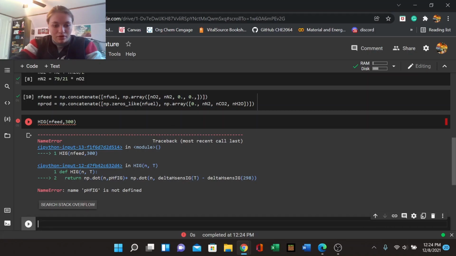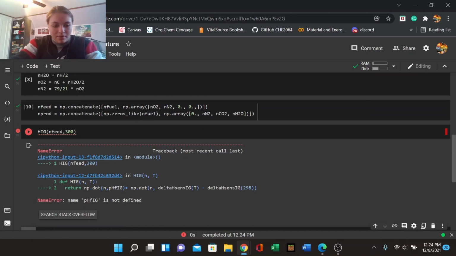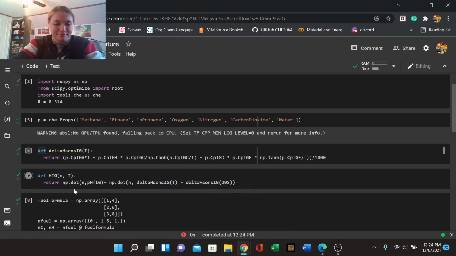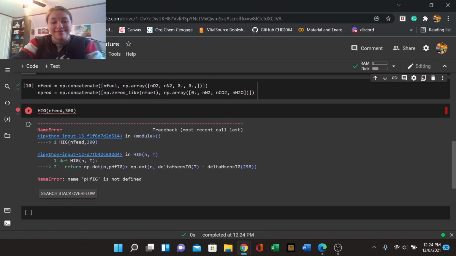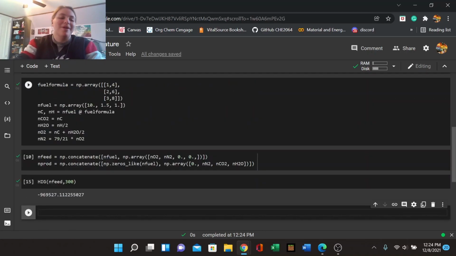What's the issue? Name HFIG. Oh. np dot. Shift enter. See all these little mistakes. There we go. And so our enthalpy for the feed coming in is going to be negative 969,527 joules per mole.